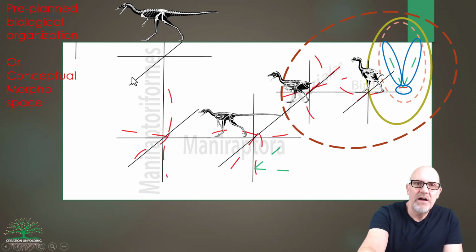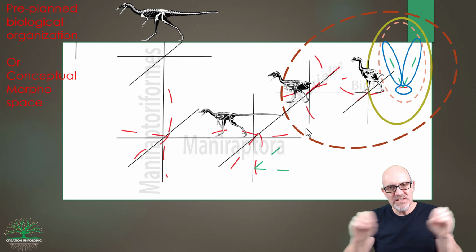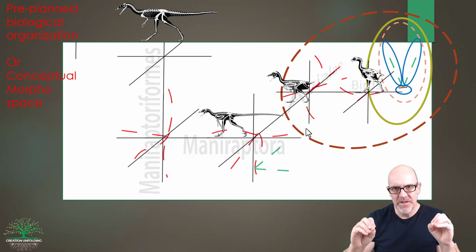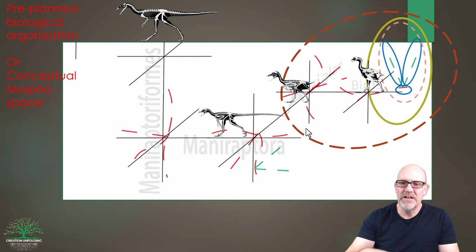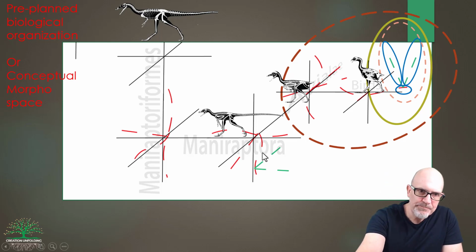So here are our four organisms: Sinosauropteryx, Archaeopteryx, here is Confuciusornis, and here's a bird. And in morphospace, conceptual morphospace, all of these organisms are connected. There's continuity that exists between all of these organisms. But something else that's really important, and I did talk about it in the last section, go back for a more fuller discussion of it there, but I talked about the concept of biological organization.